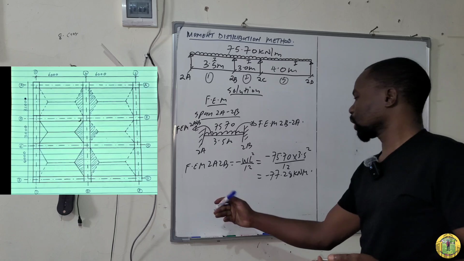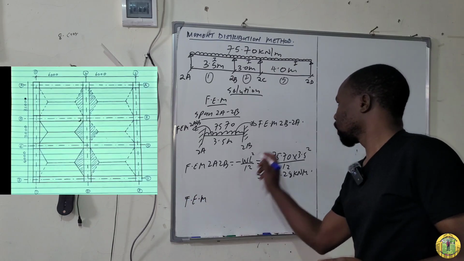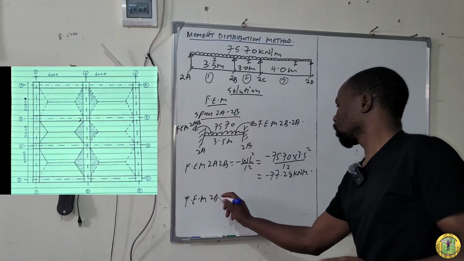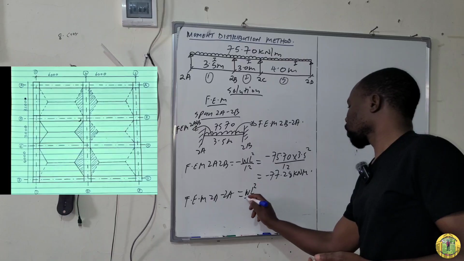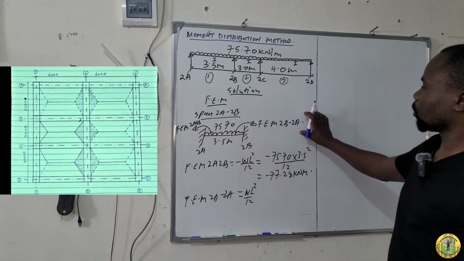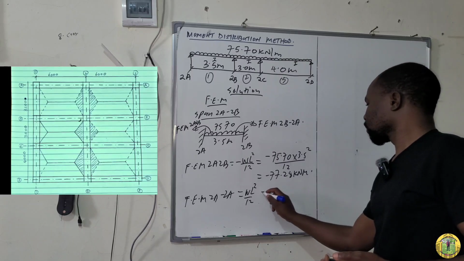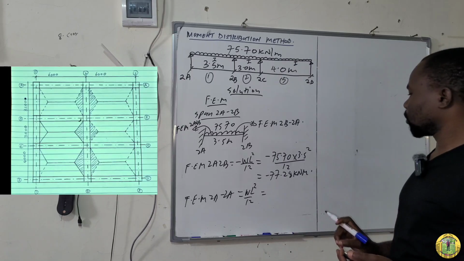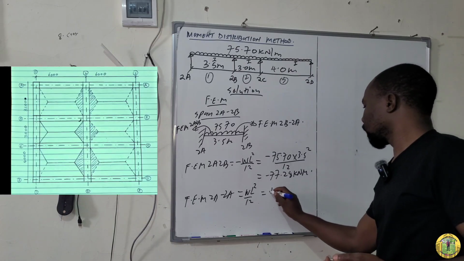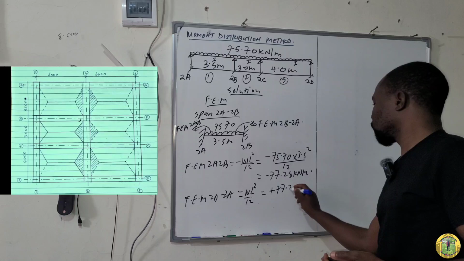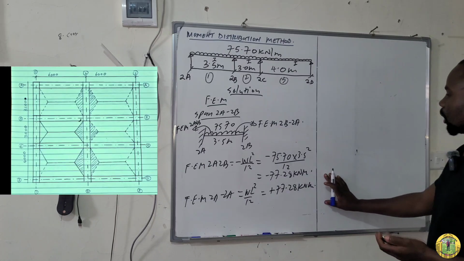And then we move to fixed end moment 2B to A. So this one is equal to WL square over 12. This is positive because it is moving in clockwise direction. Therefore, the figures remain the same. What changes here is the sign. So you just say plus 77.28 kilonewton meter to avoid a lot of calculation.